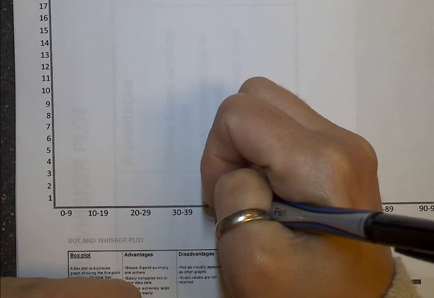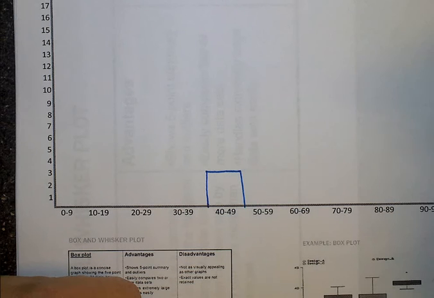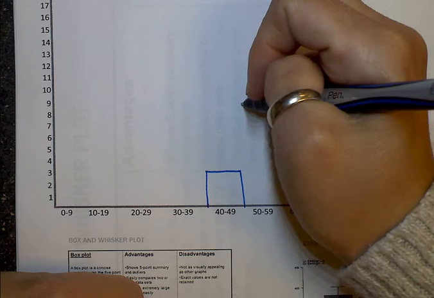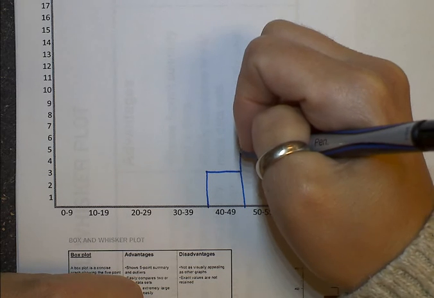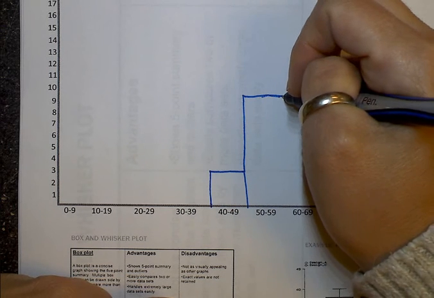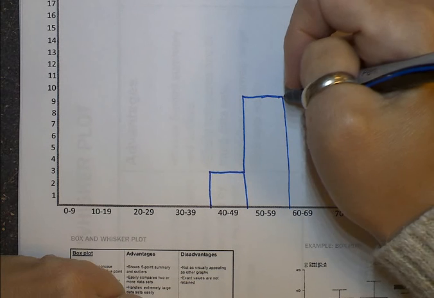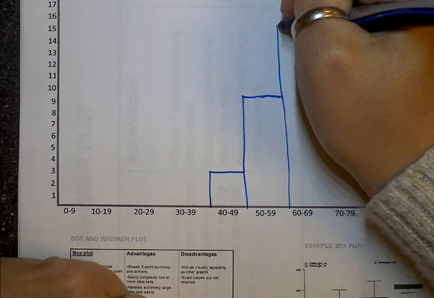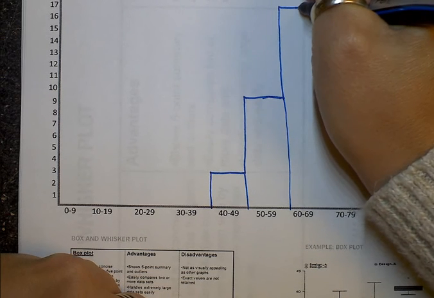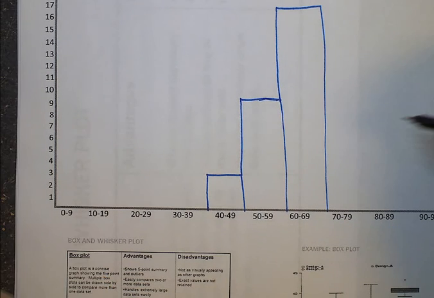So I'm going up 1, 2, 3, and I'm going to go like this and come down. My next bar happens between 50 and 59, and it needs to come up to the number 9. So starting here, I'm going to come up to the number 9, try to make it of equal width, and come down. Okay, then I get to 60 to 69, and this one is saying it has 17. So I need to take this even higher now, all the way up to 17, about right here, and trying to make it of equal width. We're not going to break out a ruler and measure, but of equal width.